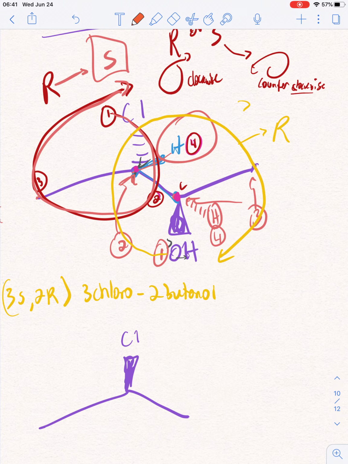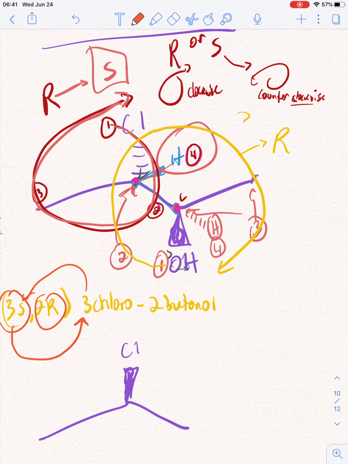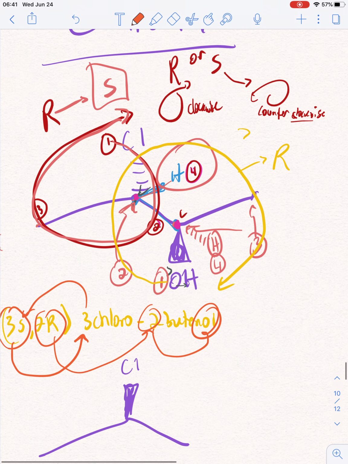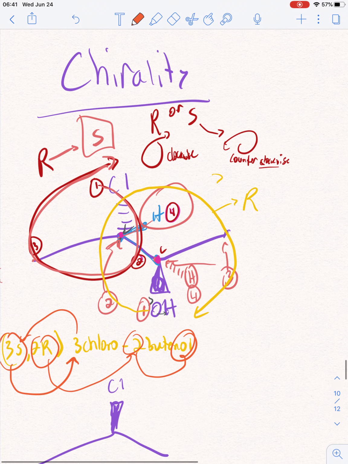Okay, well, what does that mean? 3S, as in, on the 3rd carbon we have a chlorine, and that chiral center is S. 2R, as in, on the 2nd carbon we have an alcohol, and that chiral center is R. So that's how you name these. So, Rafael, the answer is (3S,2R)-3-chloro-2-butanol. And that's the general gist of how you would do a chiral center.